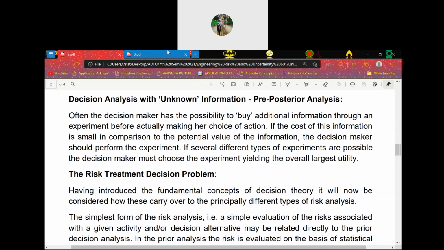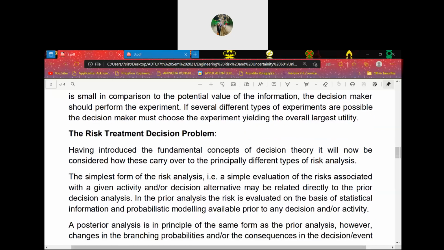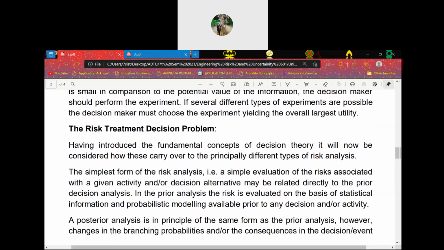In the prior analysis, the risk is evaluated on the basis of statistical information and probabilistic modeling which is available prior to any decision or any activity. A posterior analysis is in principle of the same form as the prior analysis.